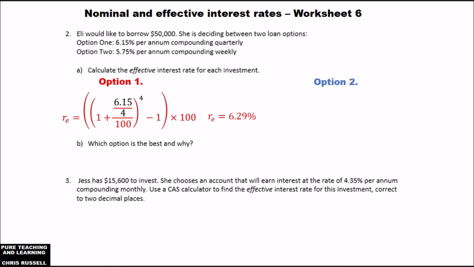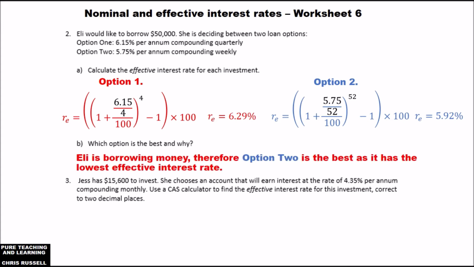Let's do option 2. Again, we're substituting our known values. There are 52 weeks in a year, so that's our compounding value, and our interest rate is 5.75%. On the class pad, we end up getting 5.92%. Which option is the best and why? Well, in this case, what we're looking for is the lowest effective interest rate. The reason being is because we are borrowing. So Eli is borrowing money, therefore option 2 is the best, as it has the lowest effective interest rate.